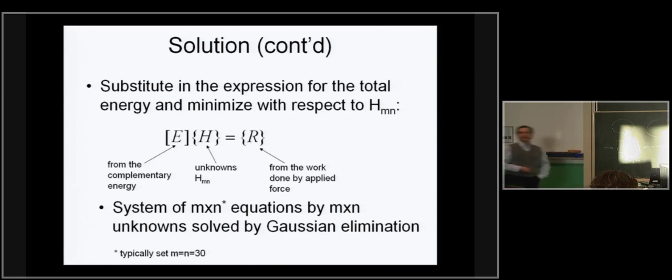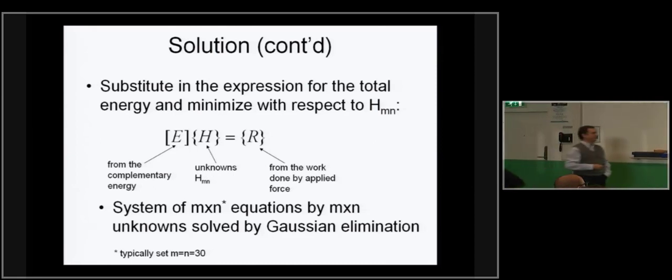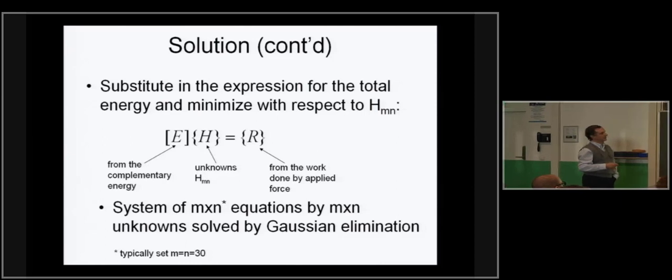If I take the derivative of the energy minus the work term with respect to HMN and set it equal to 0, I arrive at a big matrix equation where the first square matrix here comes directly from the complementary energy. This comes from the work done. Those are all known, and the unknowns are all in this vector of HMN. That becomes a system of m by n equations by m by n unknowns, where m and n are the terms in the series that you use. And usually for this problem you need at least about 30, at least 20 to get it to work.